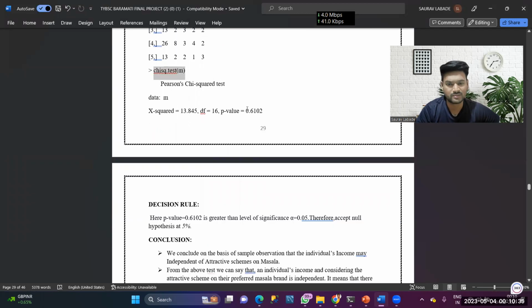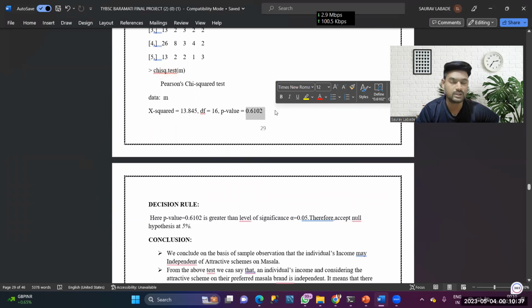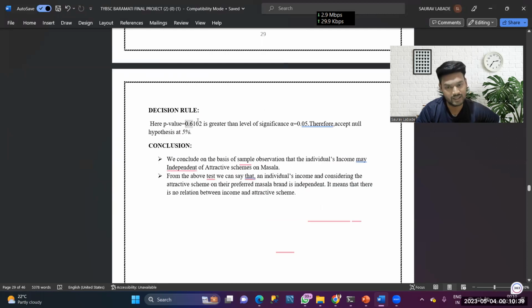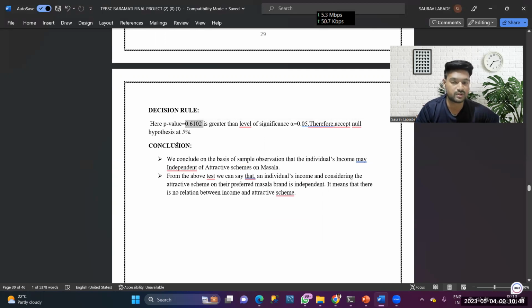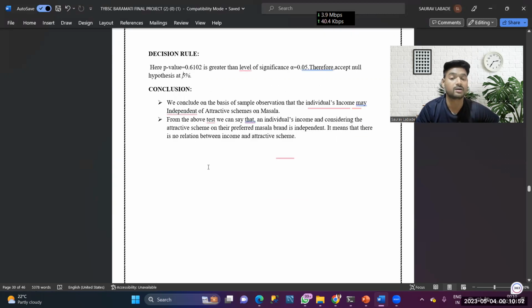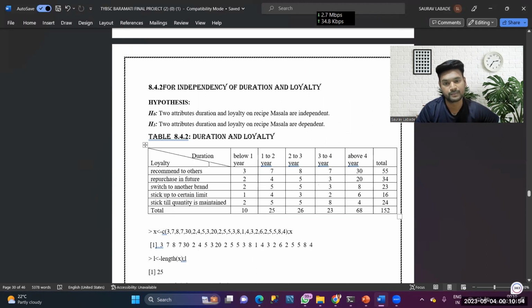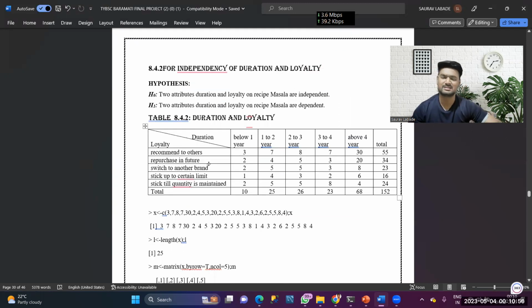And from that, I will compare the p-value with the level of significance. And the p-value, you can see, is greater. And again, we will accept the null hypothesis. If the null hypothesis is accepted, that means there is no relation, right? Because the null hypothesis is what? The two attributes are not dependent. Okay, right? So this much test is sufficient.